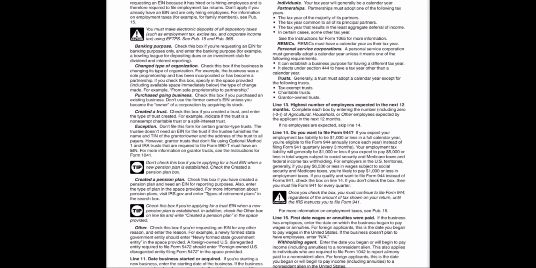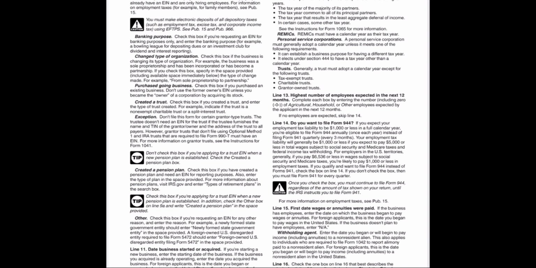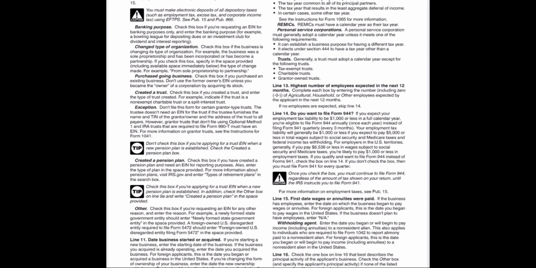Complete each box by entering the number, including 0, of agricultural, household, or other employees expected by the applicant in the next 12 months. If no employees are expected, skip line 14. Line 14. Do you want to file Form 944?